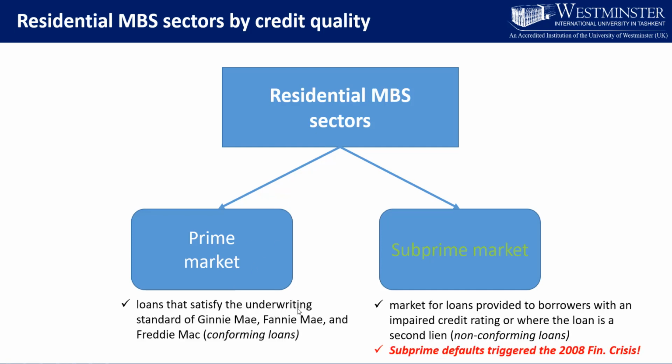Loans that satisfy the underwriting standards of Ginnie Mae, Fannie Mae, and Freddie Mac in the US. These are government-sponsored enterprises. They have specific standards for the credit quality of the loans. Now, the subprime market for loans is provided to borrowers with an impaired credit rating or where the loan is a second lien. In other words, there is no first claim by the lender in case they default. Now, this is the market that started the 2008 financial crisis, if you remember.